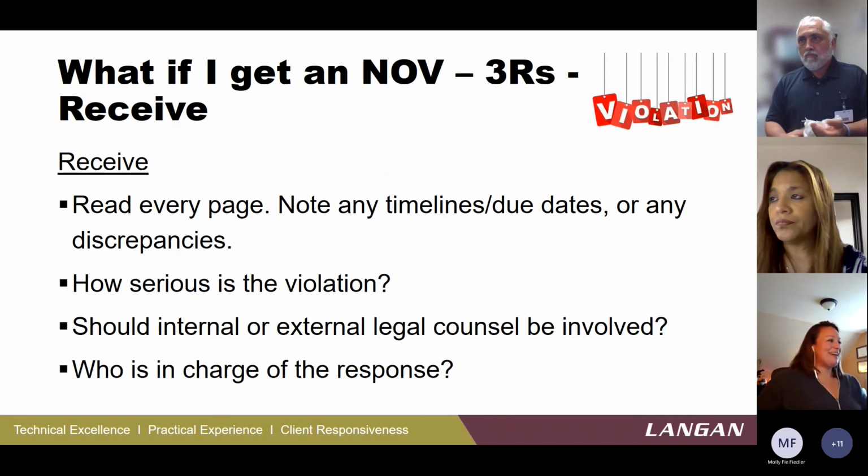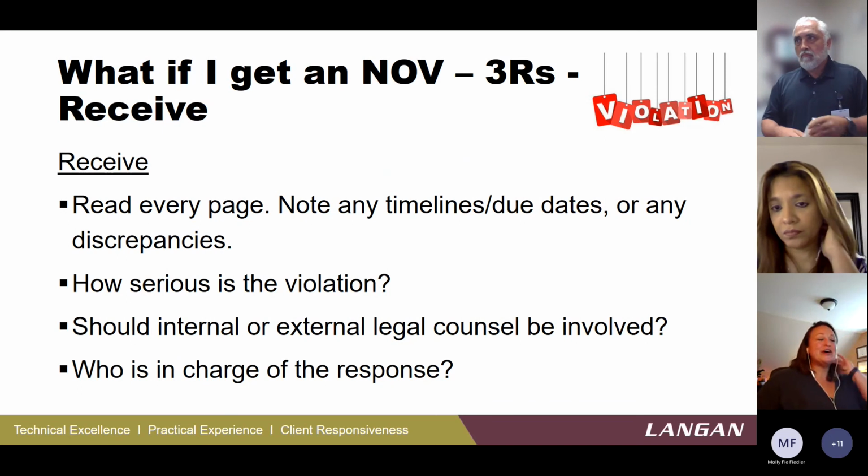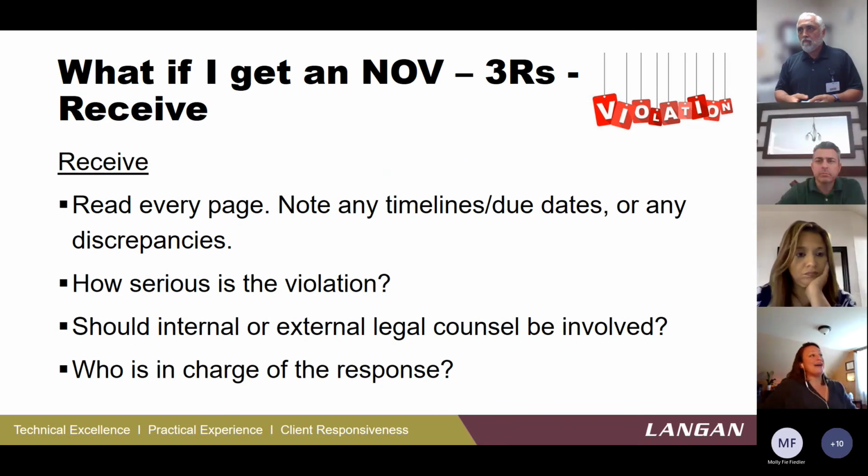So I know we're coming up on the end of the time, but really quickly, what do you do if you do get an NOV? I consider it the 3 R's. The first R is receive it. Read every page, note your timelines or any discrepancies. There are occasions where an inspector might not have understood something and cited you for something that wasn't real. So make sure that everything in your NOV is true.